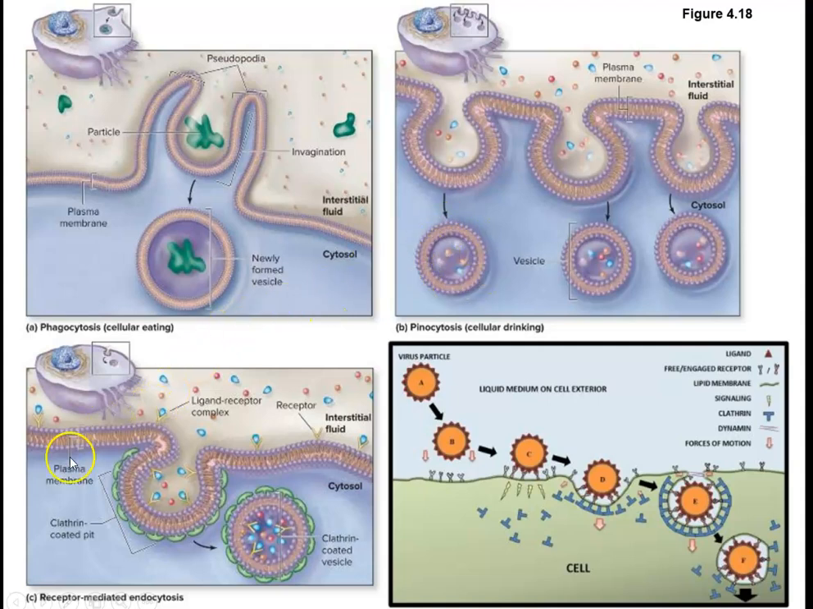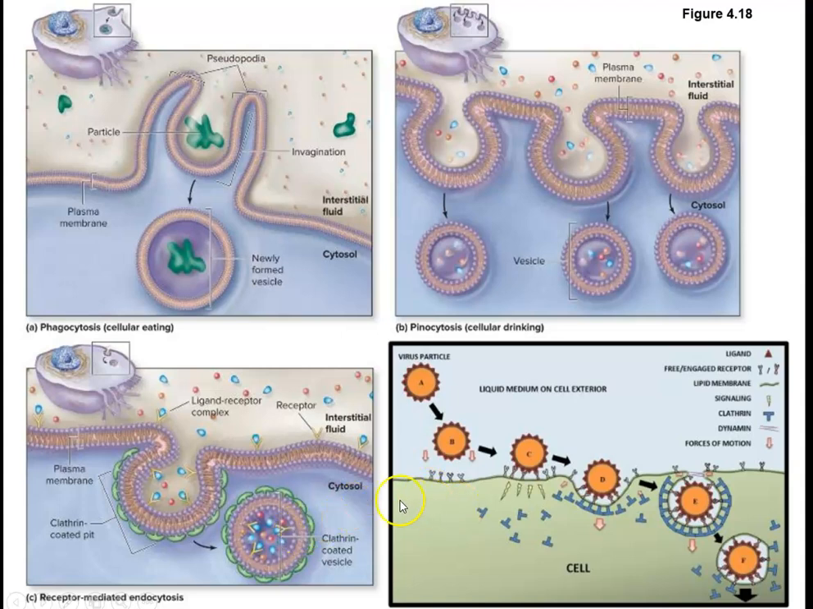And here you have receptor-mediated endocytosis, where there's a ligand-receptor complex, right? So a ligand binds to a receptor. The receptor sends signals, and this recruits clathrin. And clathrin kind of coats this pit, this invagination, and causes the formation of a vesicle.